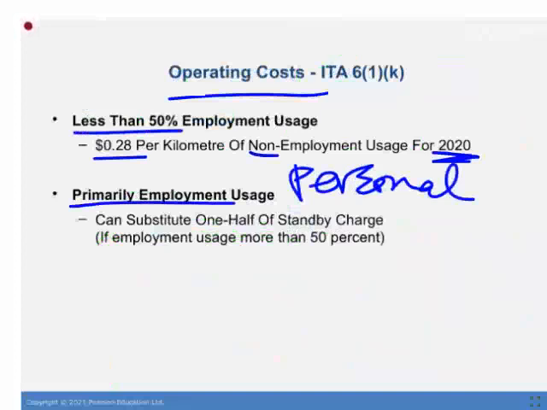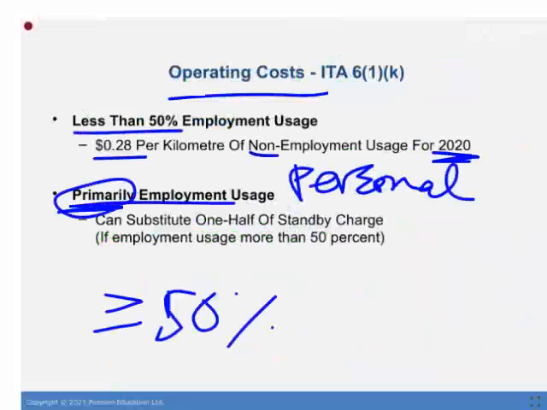If you are primarily using the vehicle for employment, so that means greater than or equal to 50%, that is the word primarily, then you have an option. You can skip this 28 cents and instead just use 1/2 of the previously calculated standby charge. You can do that if you're primarily using the vehicle for employment usage.